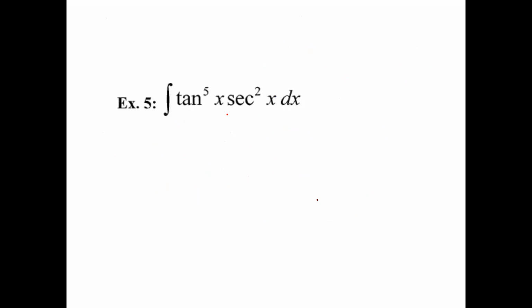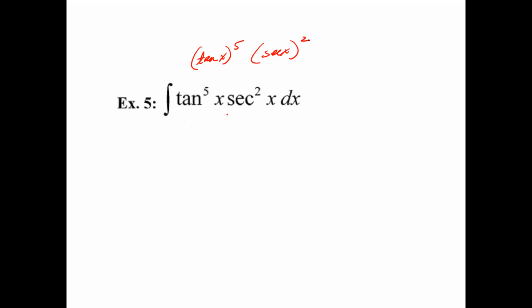Okay, so for this one, you have a tangent 5x, so that's like a tangent x to the 5, and then you also have a secant x squared. So this one, honestly, I don't actually know which one I'm going to be able to use to let u be.